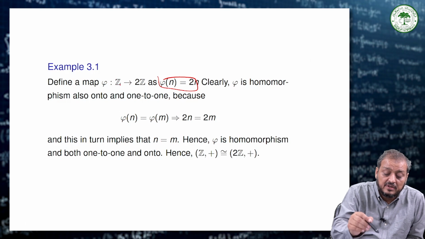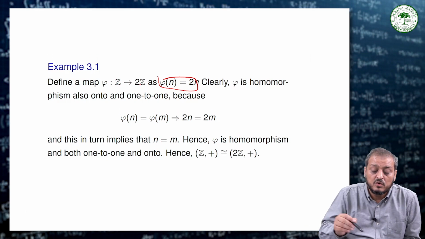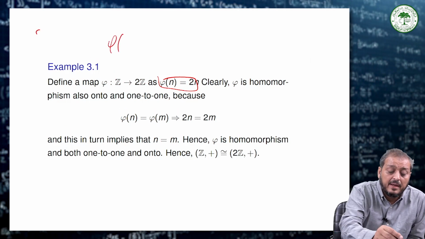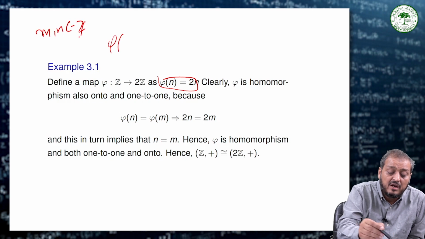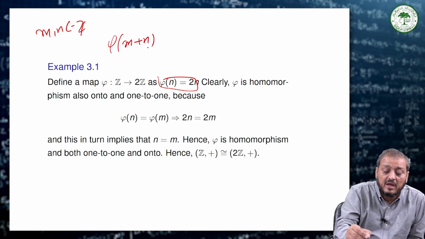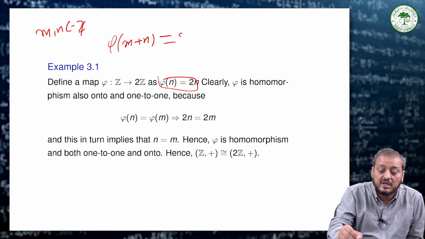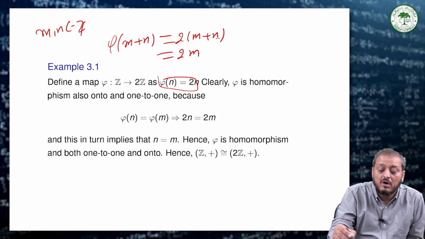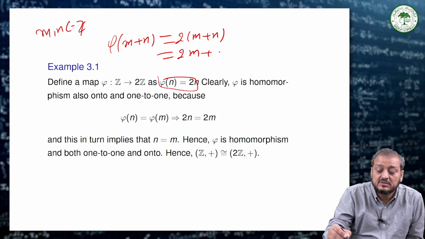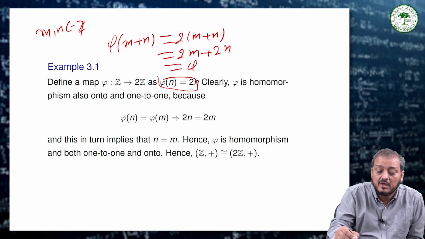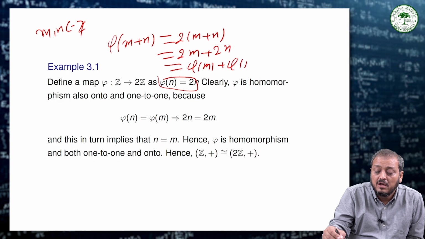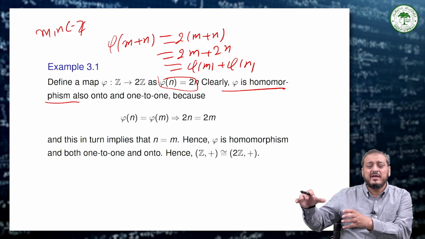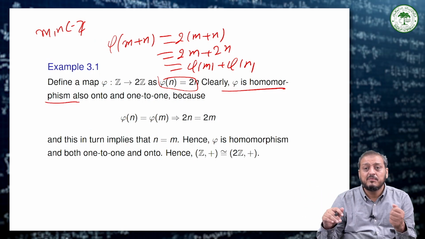Z is also under addition, and this 2Z is also a group under addition, and phi of n is equal to 2n. If you take m and n as elements of Z, you can write phi of m plus n, and by the definition this can be written as 2 times (m plus n), and because all are integers, this is 2m plus 2n, and this can be written as phi of m plus phi of n. So, phi is a homomorphism. Also onto: we have to find, for any element of 2Z, another element such that 2 times it gives that element.